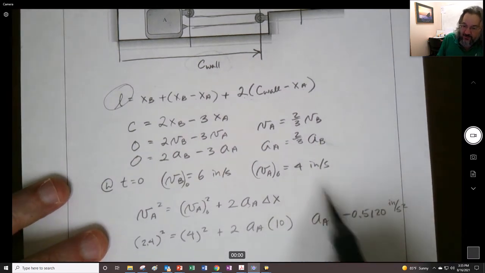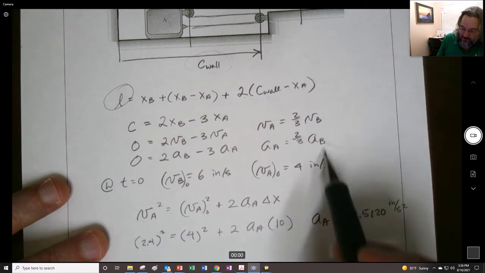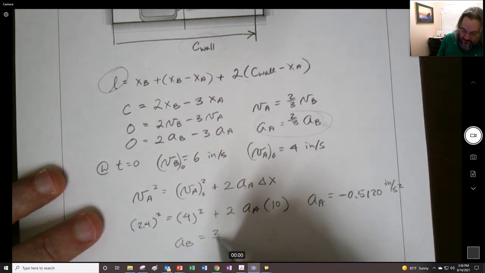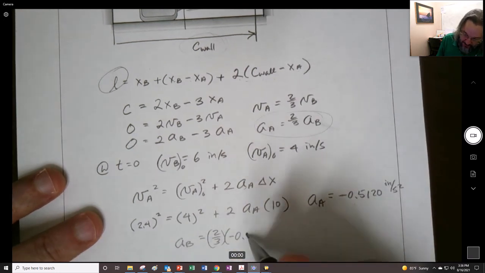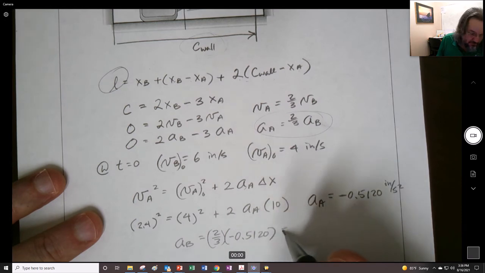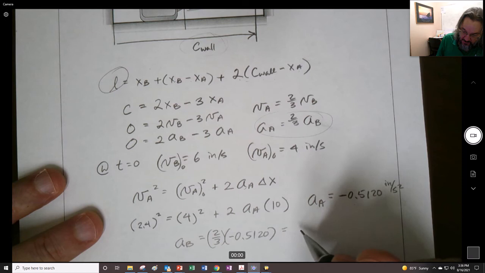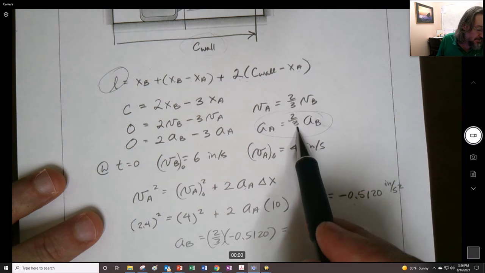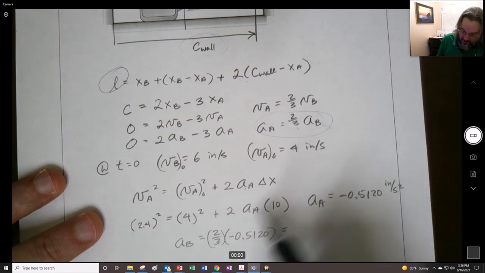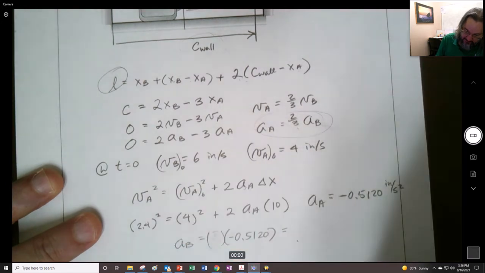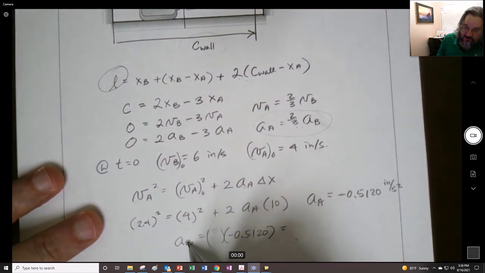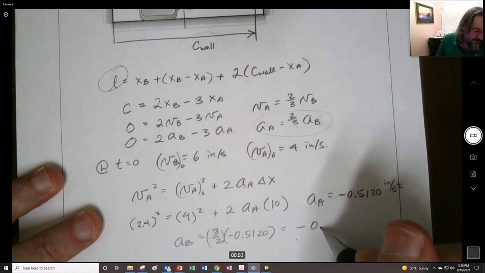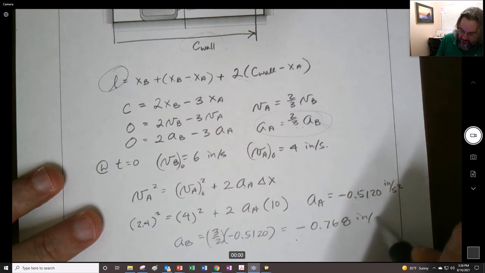If I know that, I also, obviously it's decelerating, but I know what the acceleration of B is going to be. Acceleration of B is going to be 2/3 of the negative 0.5120. And that, according to this, is what? 2/3? Nope, should be 3/2. Yes, my bad. Because that's 2/3, but we're looking at B, and this is acceleration A, so it should be 3/2. So a negative 0.768 inches per second squared.